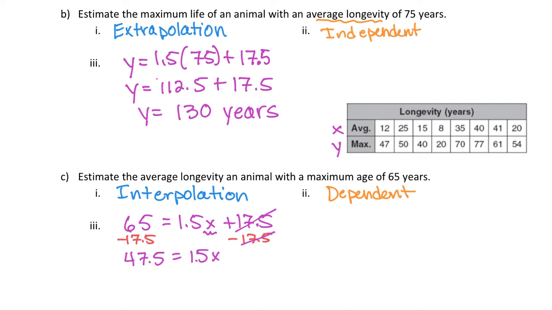So I get 47.5 equals 1.5x. Next step is to divide both sides by that 1.5. So this is definitely stuff we've done before. It's been a while. And that gives me x. And this ends up being a decimal, so I'm going to round to the nearest tenth. So I've got 31.7 years would be the average. If my maximum lifespan is 65 for this animal, then the average should be around 31.7 years.